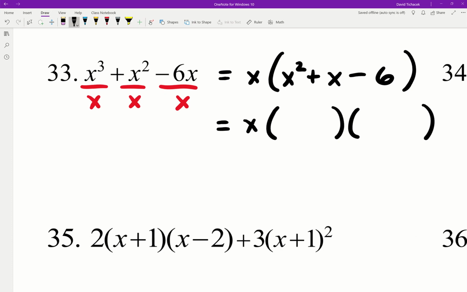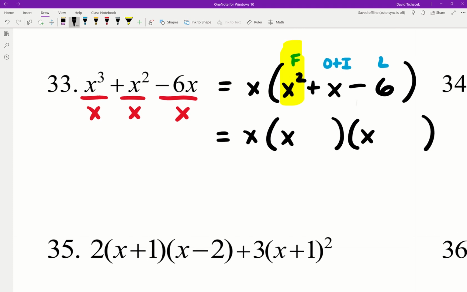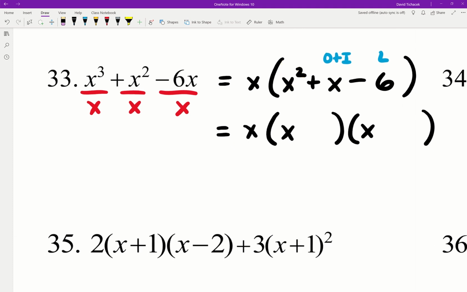Remembering that this would be my F in FOIL, the 6 would be my L in FOIL, and then this middle term would be what I get whenever I combine my O and my I, the outers plus the inners, okay? Well, I might just start here with the F in FOIL because that, to me, seems like the easier one to start with. It's just x squared. So my first terms here are simply going to be x and x, so that when I multiply my first times my first, I get x squared, okay? So that's pretty easy to do.